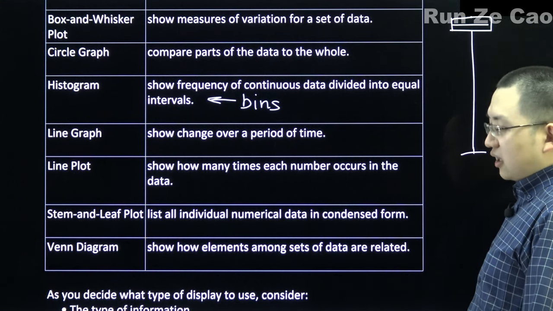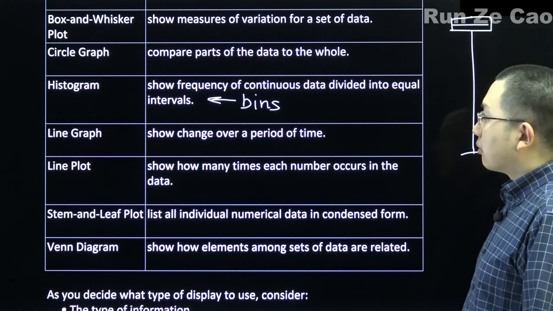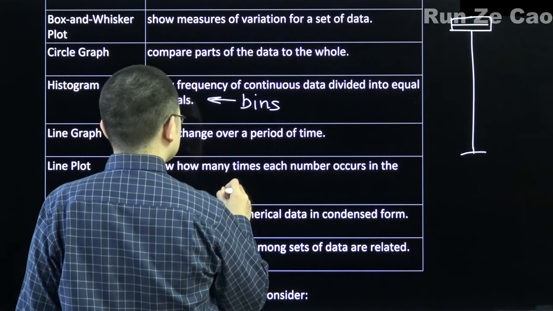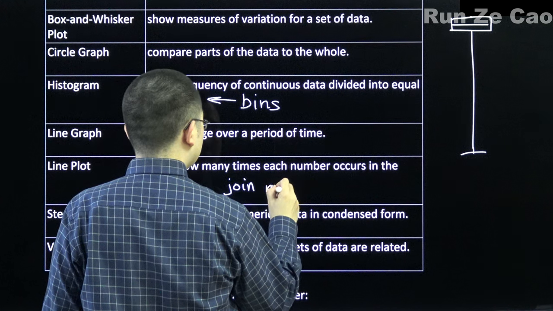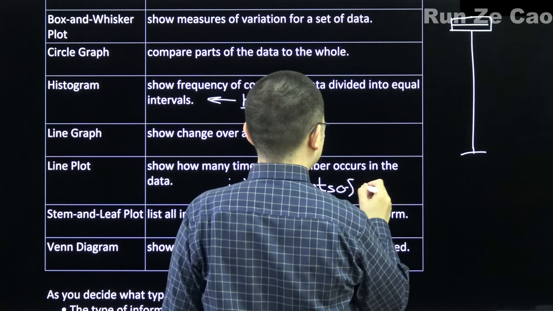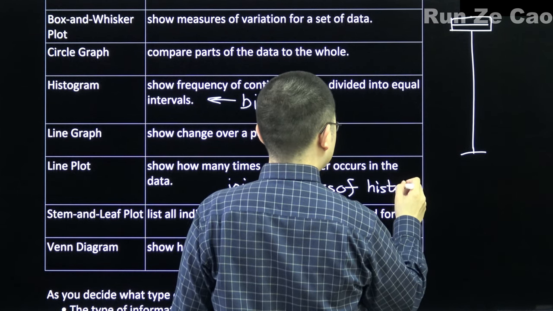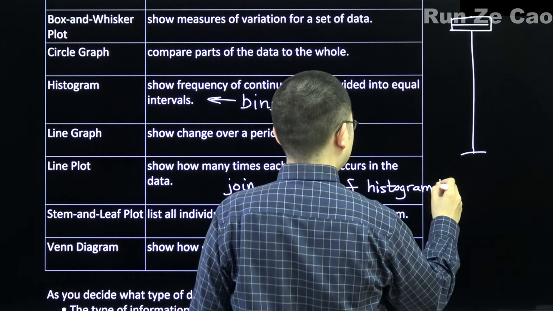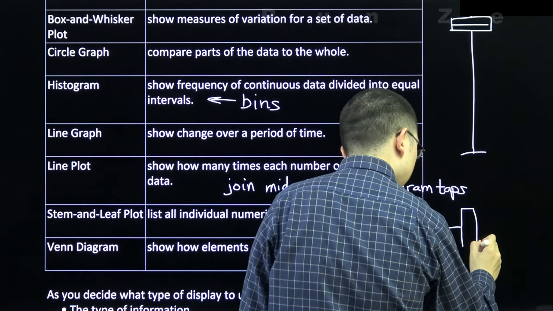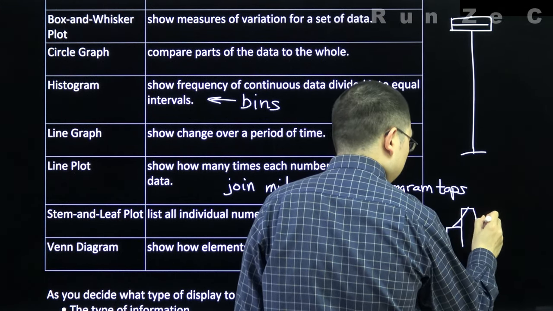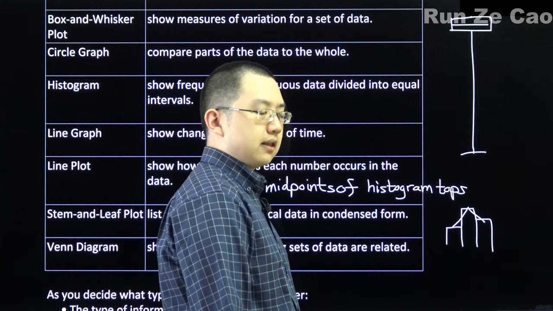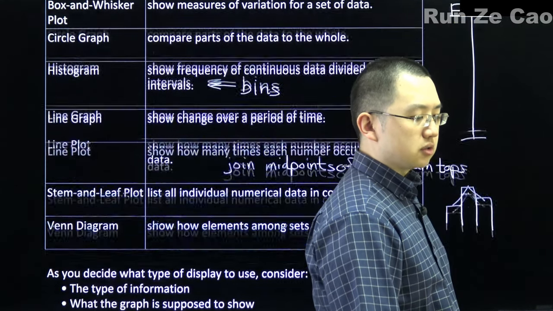If you had your probability distributions and the outcomes were continuous, a line plot is joining the midpoints of histogram tops. In other words, if you have this, your line plot would be this. That's why it's often used for probability distributions.